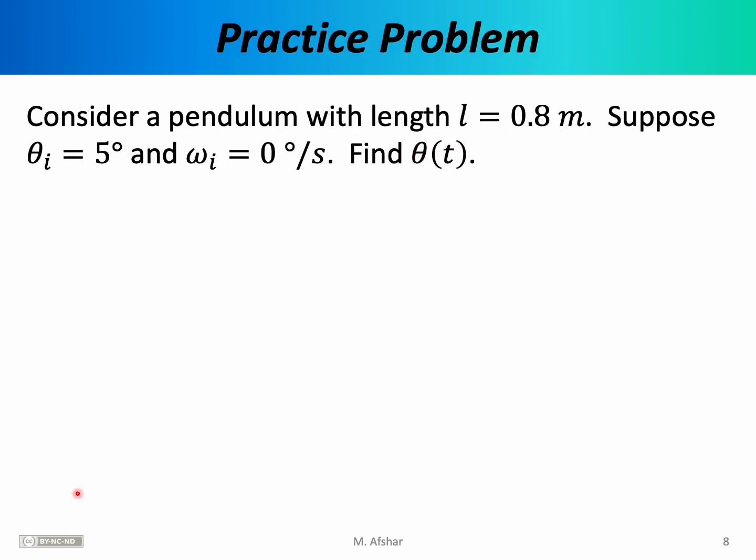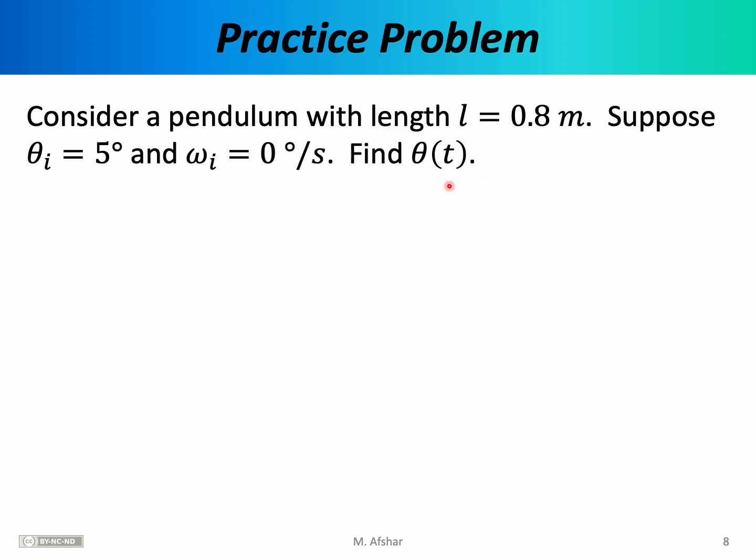So let's do a practice problem that uses the solution that we just found. Consider a pendulum with a length of 0.8 meters. Suppose the pendulum's initial angular displacement is 5 degrees and its initial angular velocity is 0 degrees per second. Find theta as a function of t.